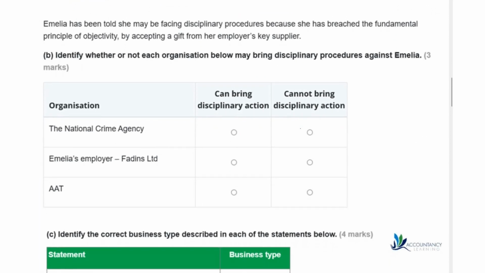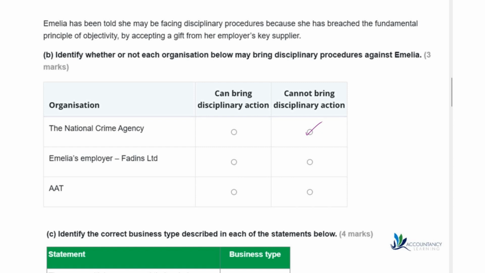Moving on to the next part then. Amelia has been told she may be facing disciplinary procedures because she has breached the fundamental principle of objectivity by accepting a gift from her employer's key supplier. We need to identify whether or not each organisation below may bring disciplinary procedures against Amelia. So the first one then is the National Crime Agency. So in terms of bringing disciplinary procedures against Amelia, they could not, because they actually have operational powers such as seizing goods, arresting and detaining suspects.